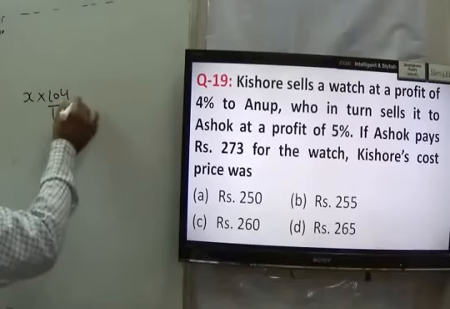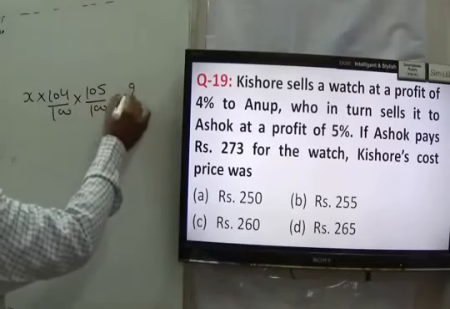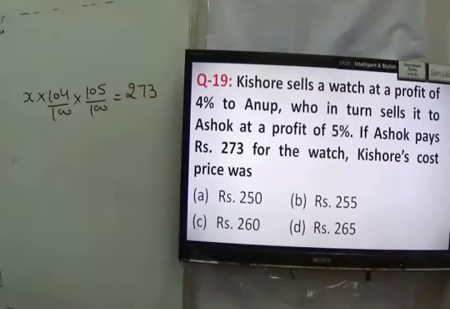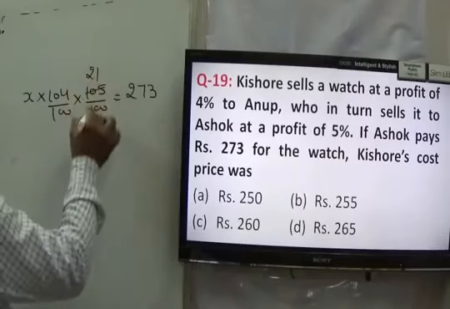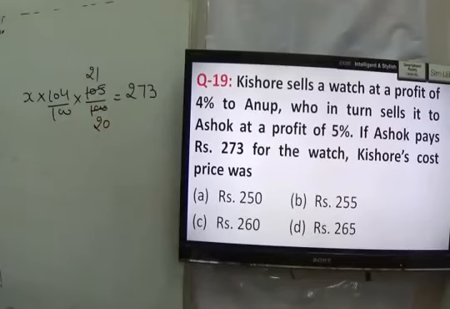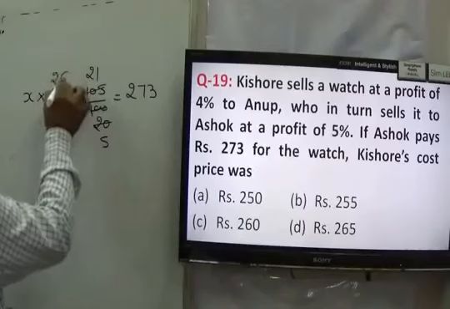Who in turn sells to Ashok? It means the selling price is 105 by 100. And finally he is spending rupees 273. Right? Here I have to find the value of X. How I can find? 5 will go on 20. Okay. 4 will go on 5. 4 will go on 26.